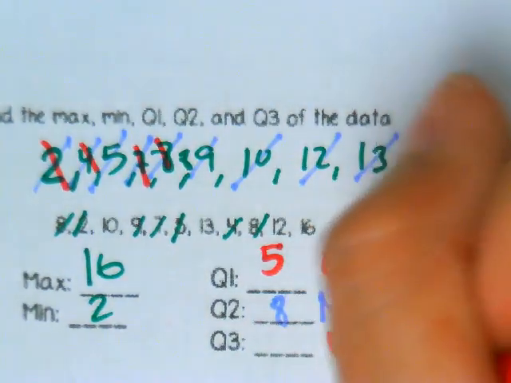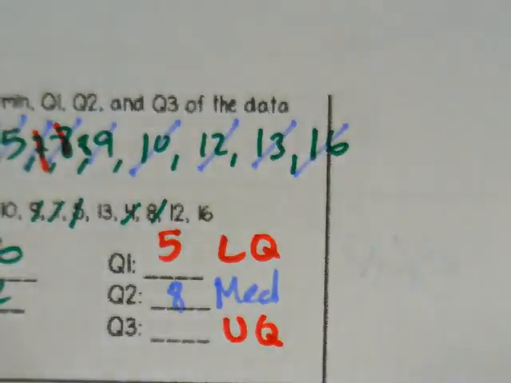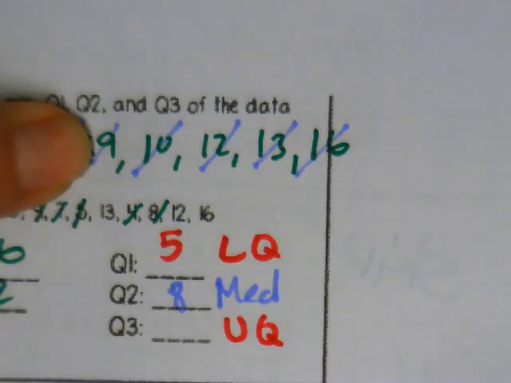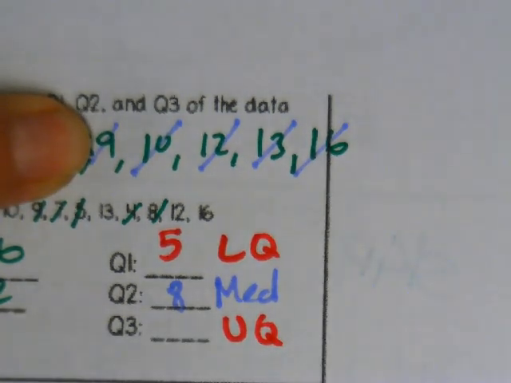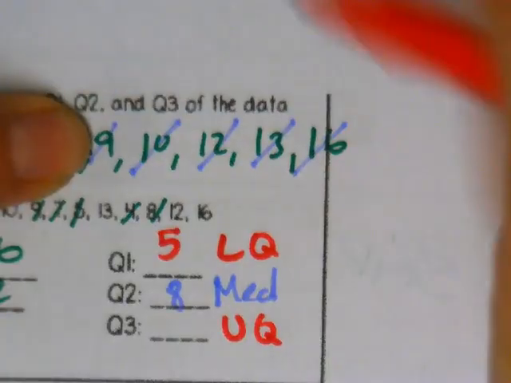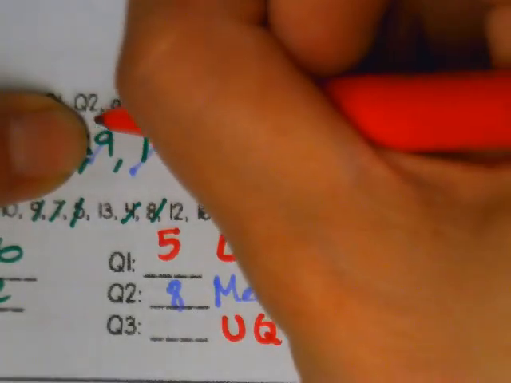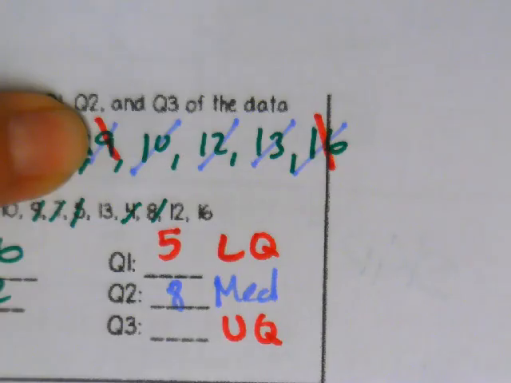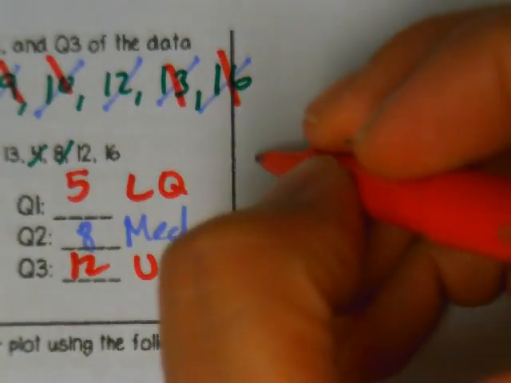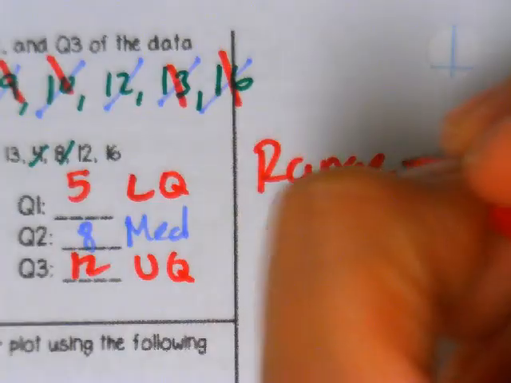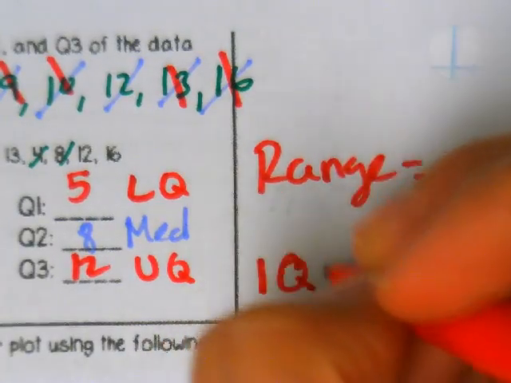Now our upper quartile, you cross out the ones on the top. Go ahead and do that before I do. So cross out the upper quartile. I like to make them an X. I have one dash, now I cross them out and create an X. What's in the middle? 12. All right, 2 more questions. Range and interquartile range.